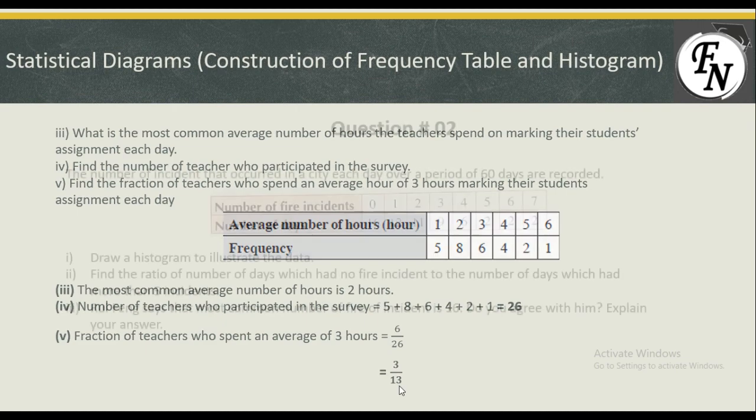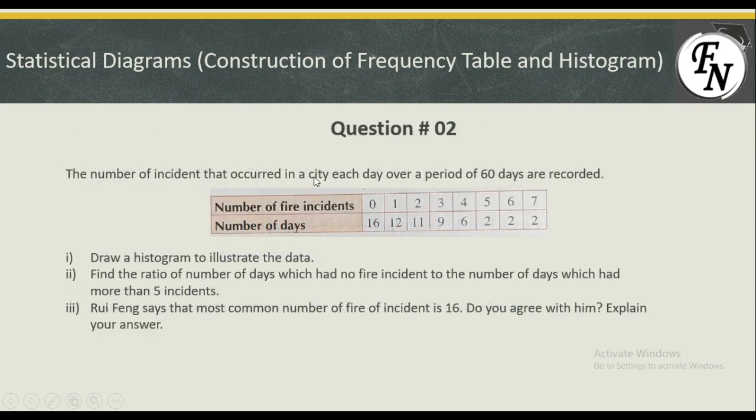13. Now we will be looking at one more question. We have a frequency table drawn here and we need to construct a histogram first and then answer the questions. So this data is showing the number of fire incidents that occur in a city each day over a period of 60 days. The number of days are the frequencies, and the number of fire incidents is the number of x that goes on the x-axis.